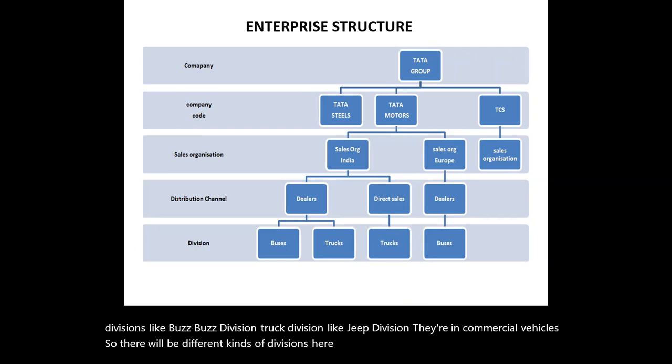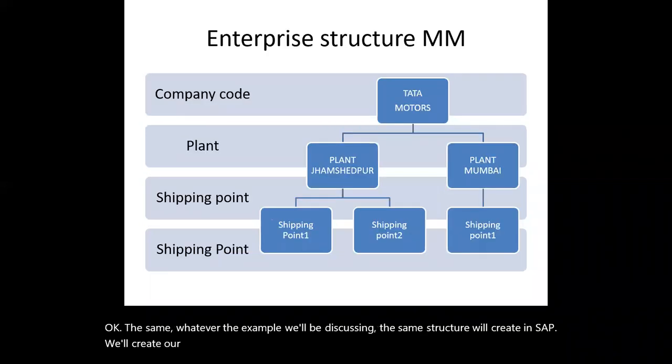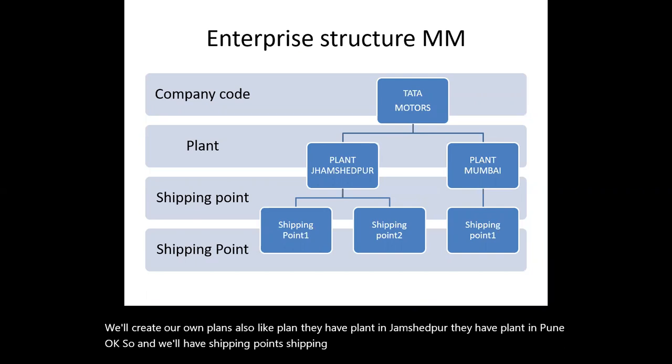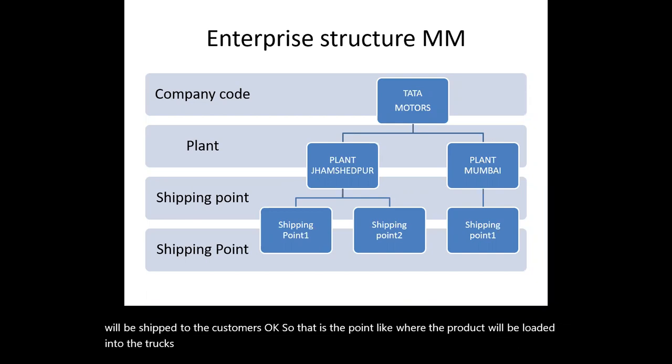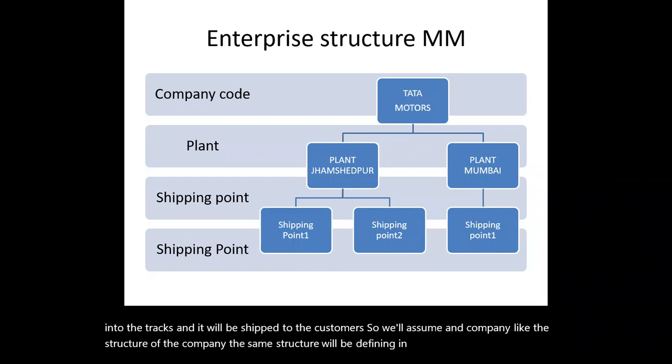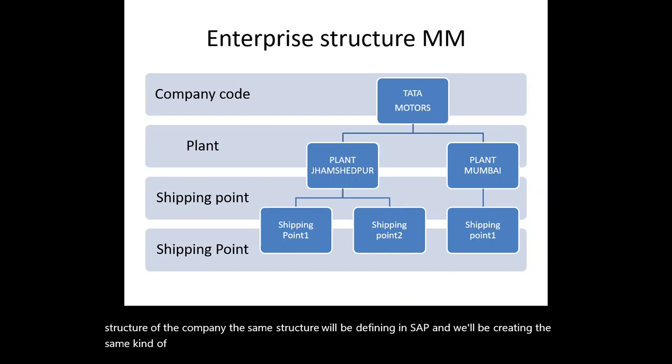Whatever example we discuss, the same structure we'll create in SAP also. We'll create our own plants also. They have a plant in Jamshedpur, they have a plant in Pune. And we'll have shipping points. Shipping points are nothing but the points from where material will be shipped to the customers. That is where the particular product will be loaded into the trucks and shipped to the customers. So we'll assume one company, and the same structure of the company we'll define in SAP. That is the basic thing.